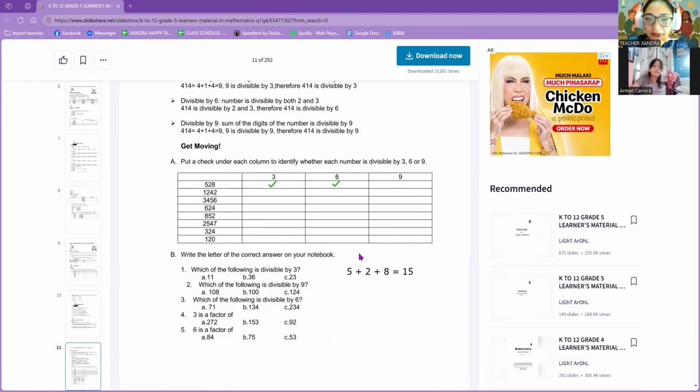Okay. How about 9? No. Why is it no? Because the sum is 15, and the next multiple of 9 is 18. We are looking for 15, so automatically there is a remainder. We don't need a number that has a remainder. So I will not check it here.